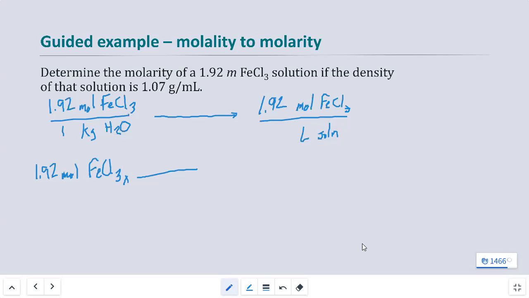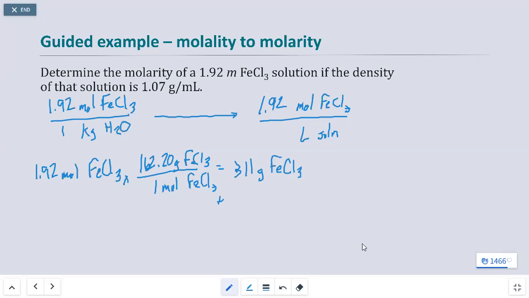We've been doing it since chapter 2. Iron is 55.85 grams per mole. Chlorine is 35.45 grams per mole, times 3 of them. That's 162.20 grams of iron 3 chloride in every mole. Multiply those two numbers together, round to 3 significant figures. I have 311 grams of iron 3 chloride.